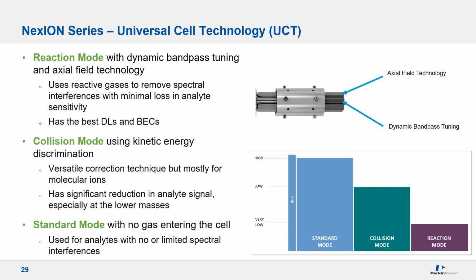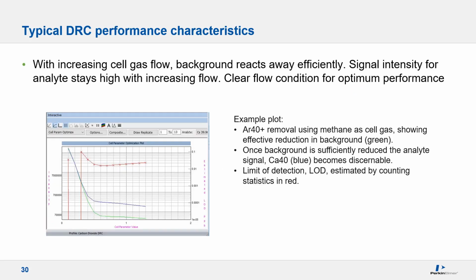The case is that in single cell ICP-MS, we typically know our target analyte very well. We have only one typically, and the interferences are also well characterized, so it's possible to select a reaction gas and therefore benefit from the lower detection limits, lower BECs, the higher efficiency which reaction mode offers. Let's look a little bit more detail of this.